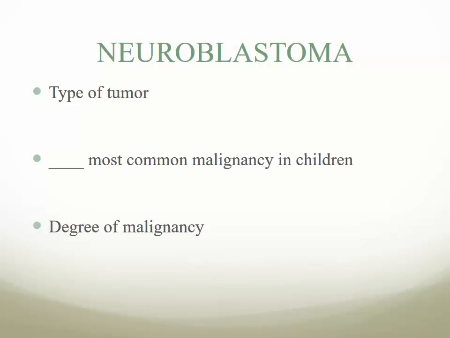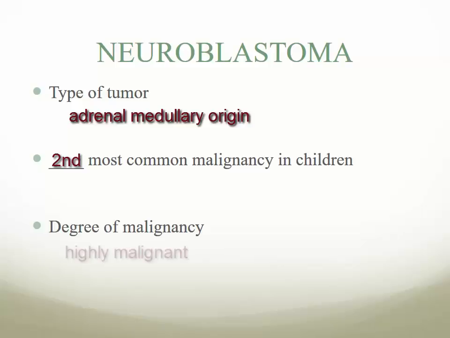Neuroblastoma is a tumor of adrenal medullary origin and is the second most common malignancy in children. Approximately 10% of these tumors arise outside of the adrenal gland, primarily in the sympathetic ganglia in the neck, chest, abdomen, or pelvis. The tumor is highly malignant and tends to attain great size before its detection.